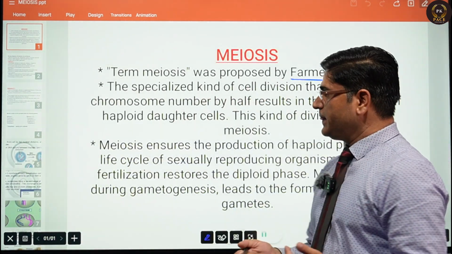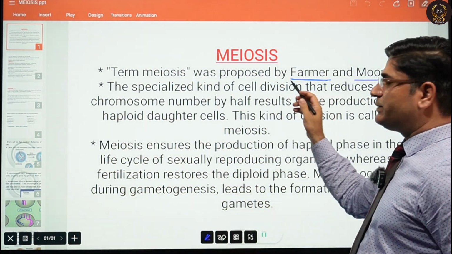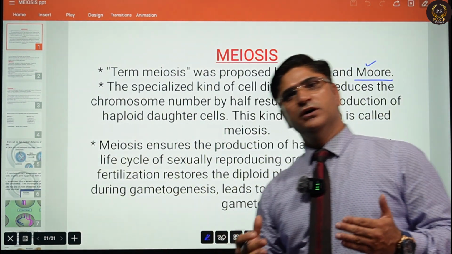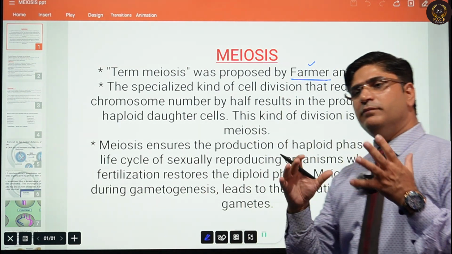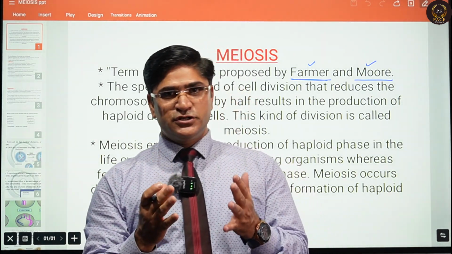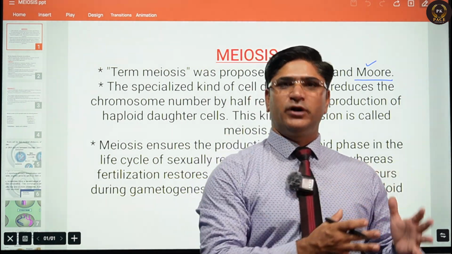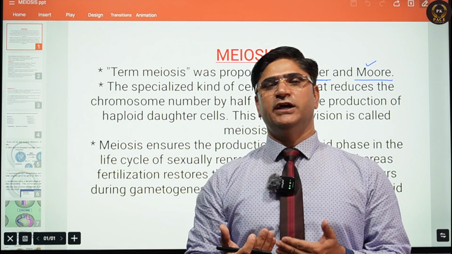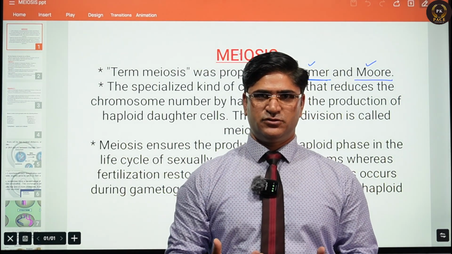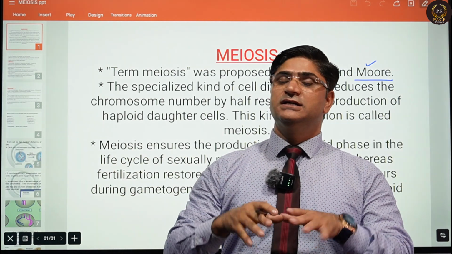First of all, the term meiosis was proposed by the scientists Farmer and Murray. Meiosis is a type of cell division which is useful to convert diploid cells into haploid cells. In this cell division, the diploid cells lead to the formation of haploid cells, and the whole meiosis occurs in a special type of cells.